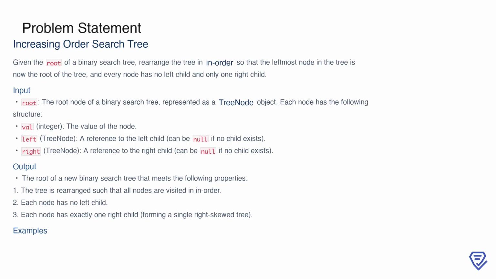through its right child. The input is represented as a tree node object, where each node contains a value, and pointers to its left and right children. The output is the root of the new tree that satisfies these conditions. Let's explore some examples to better understand the transformation.